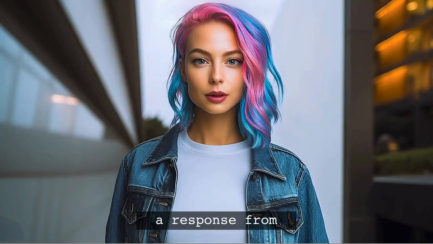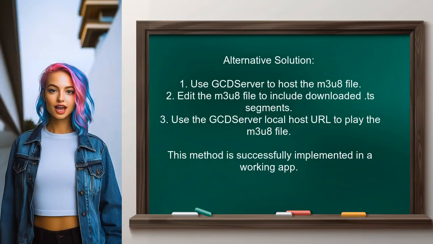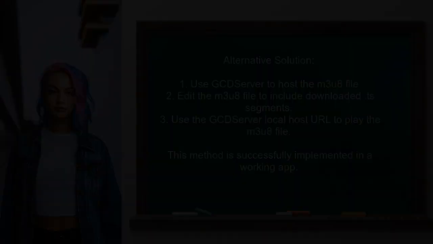Now let's see a response from a different user. An alternative approach shared by another user involves downloading and playing an HLS video offline using a local server. They suggest three main steps. First, use a local server like GCDWebServer to host the M3U8 file after downloading it. Second, edit the M3U8 file to include any downloaded .ts segments if they are not already mentioned. Finally, use the GCDWebServer localhost URL to host and play the M3U8 file.